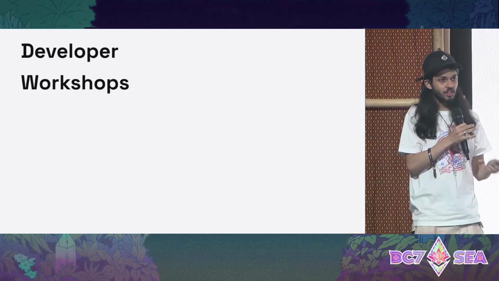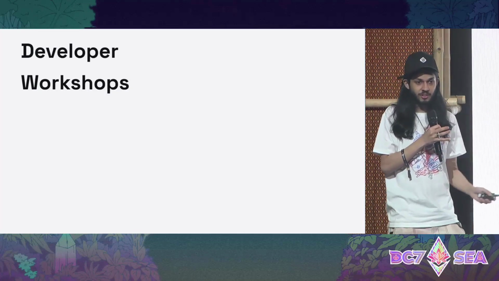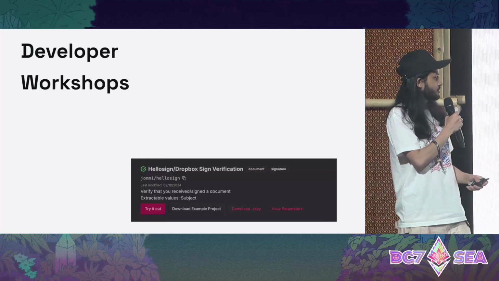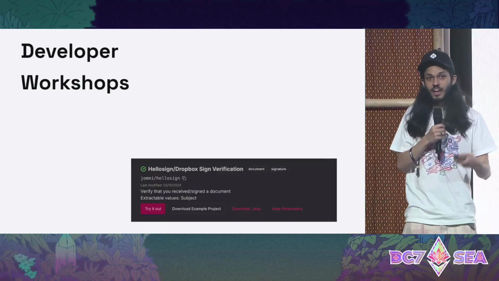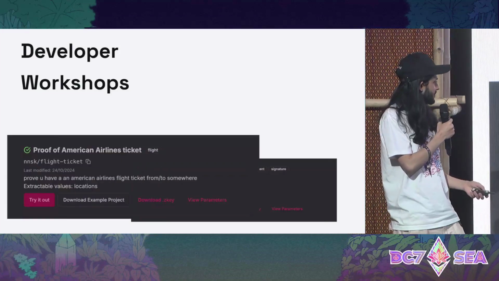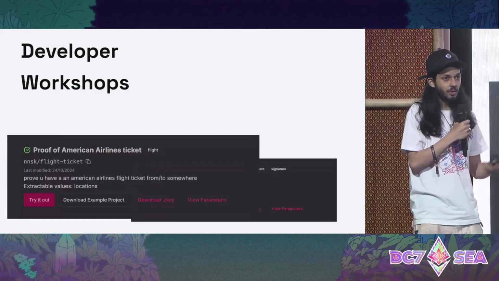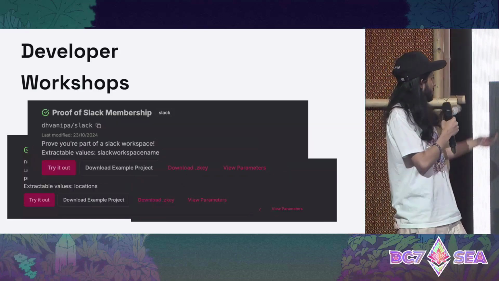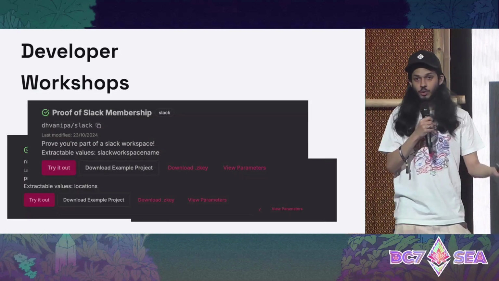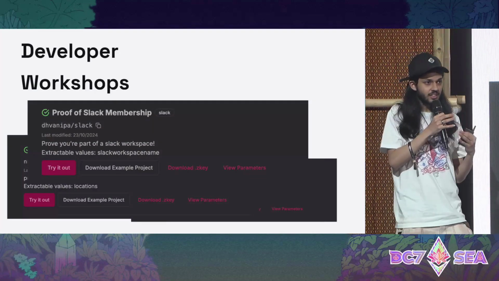We've seen people build a lot of really exciting stuff with just this primitive. For instance, folks have built proof of DocuSign or HelloSign, where you prove you signed some document with some title from somebody. You can prove you took a flight to or from Sora and only reveal where you took it from and the destination. Someone created this proof where you can prove you're part of a Slack workspace.